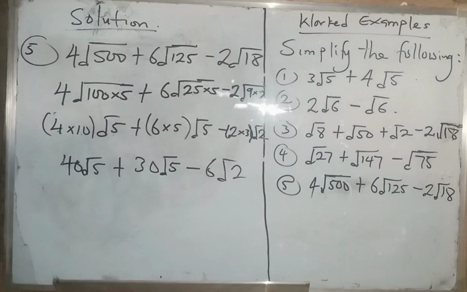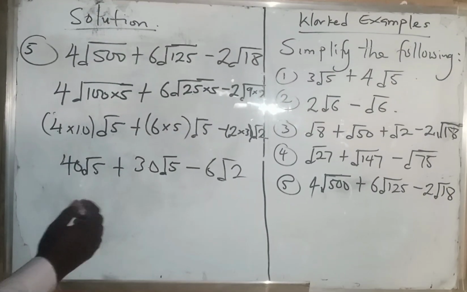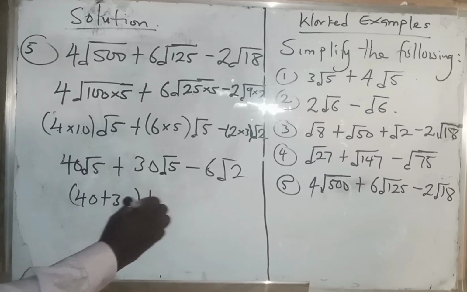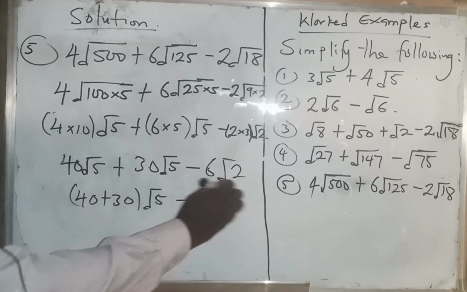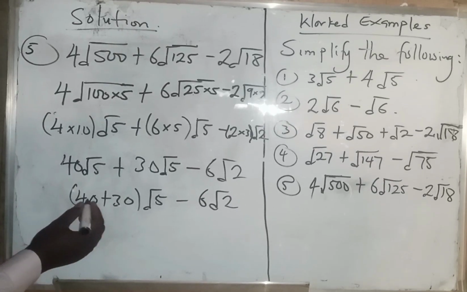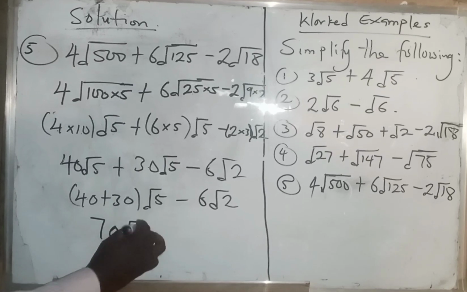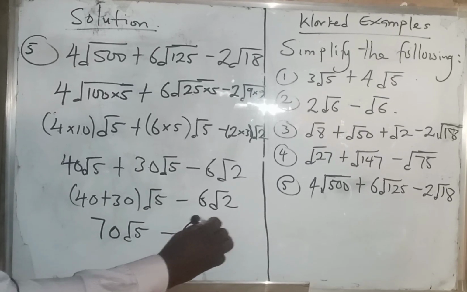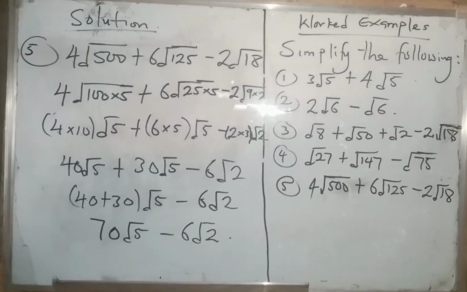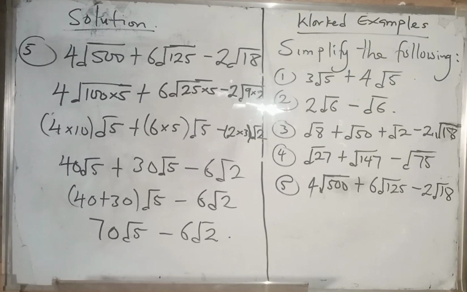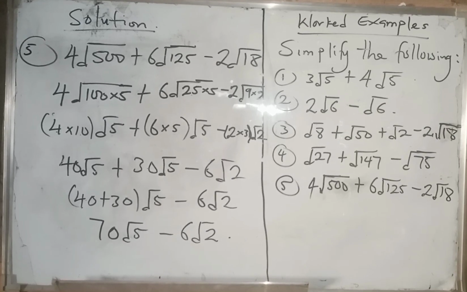So by doing so, we add 40 and 30, then we have root 5 minus 6 root 2. 40 plus 30 will give us 70, so 70 root 5 minus 6 root 2. And this will be our final answer. I said that the surds are not alike, and since they are not alike, you cannot subtract them. So we leave it as such.